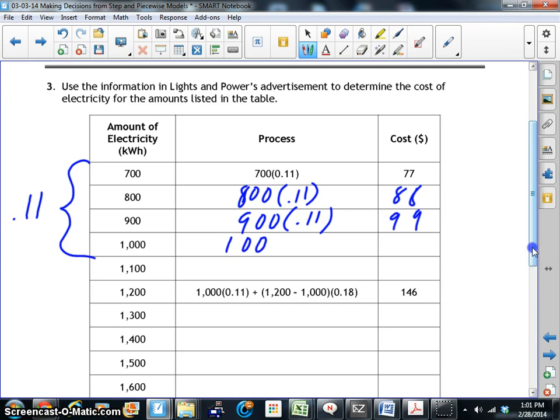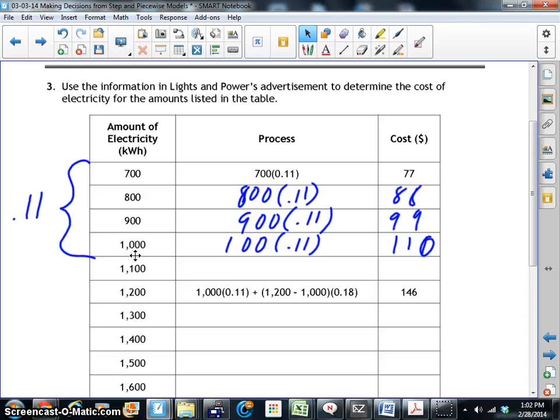Then 1,000. Or wait a minute, I made a mistake. So I just have to move the decimals. All right, so that's about it for that. So what does this mean? How are we going to write this?